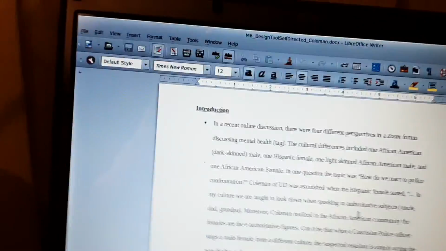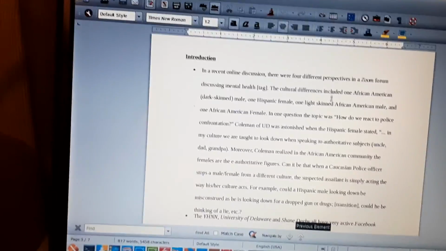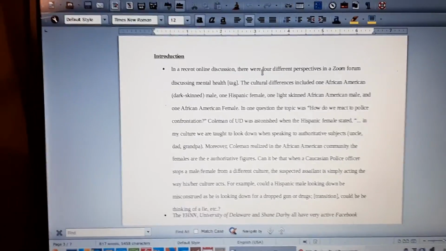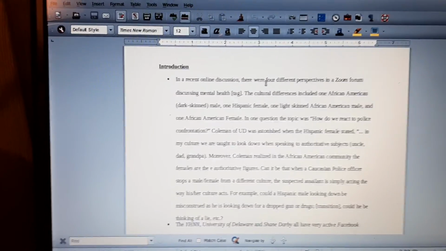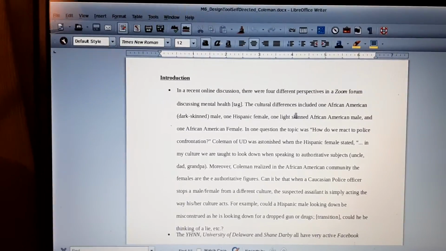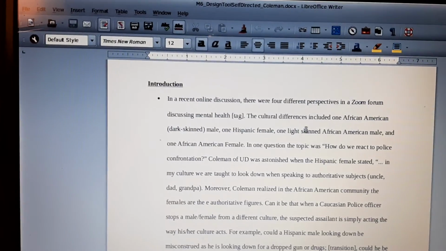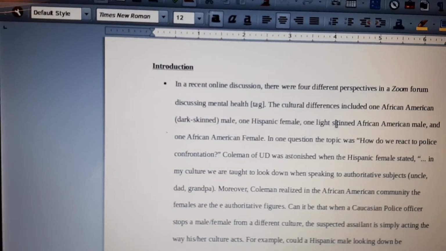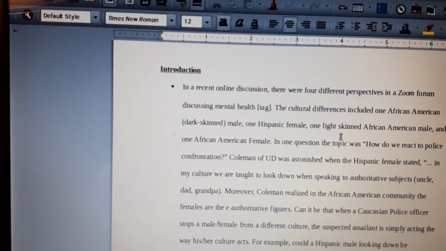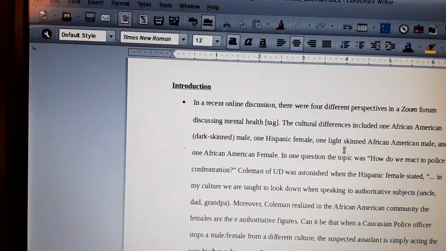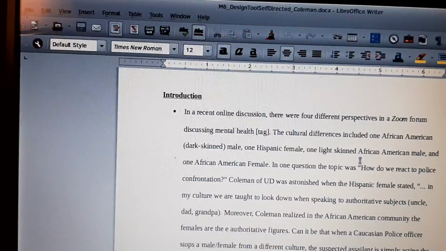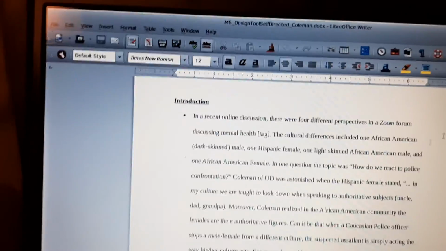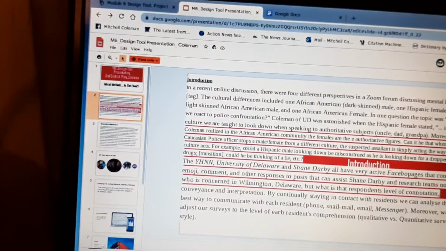So in the introduction, I will have to attach this so it goes over to some of my peers. But it just basically says in a recent online discussion, there were 4 different perspectives in a Zoom forum discussing mental health. The cultural differences included 1 African American, which was me, 1 Hispanic female, 1 light-skinned African American male, and 1 African American female. And the moderator was African American.